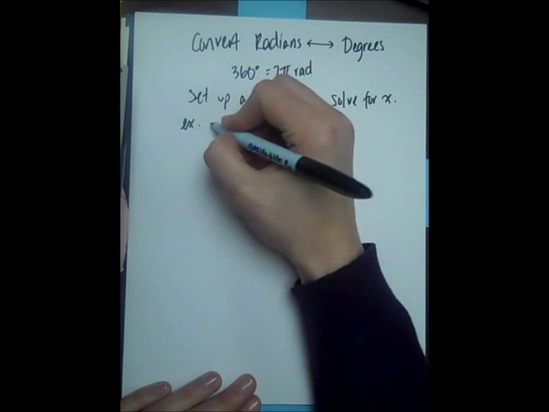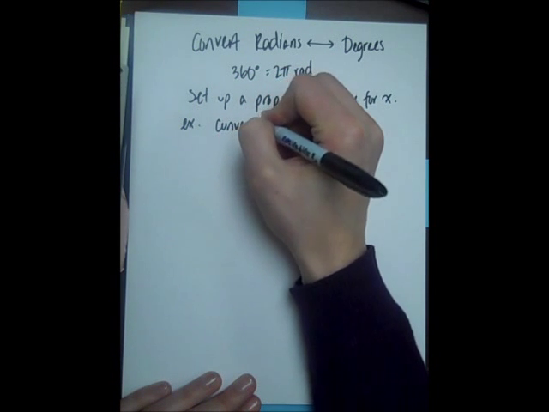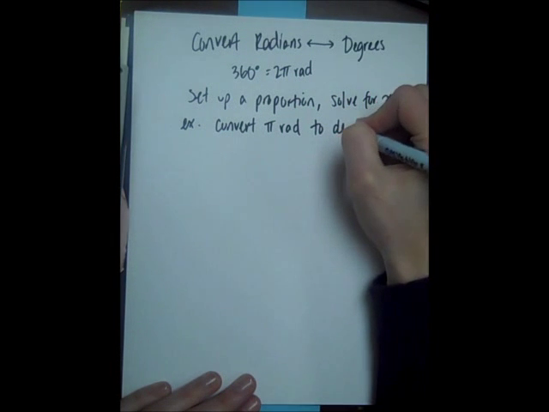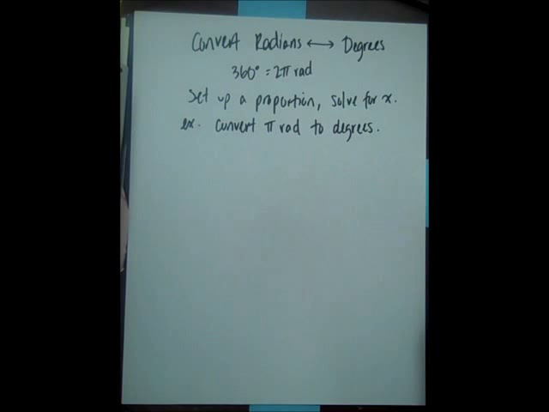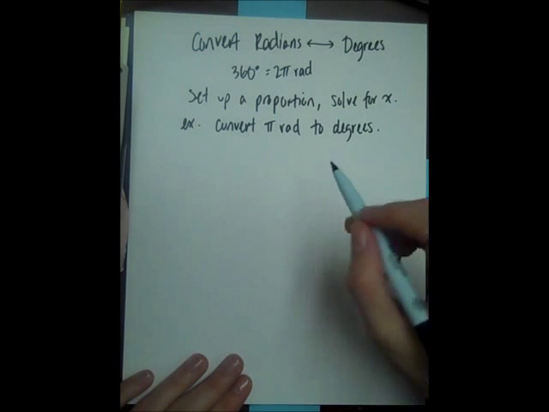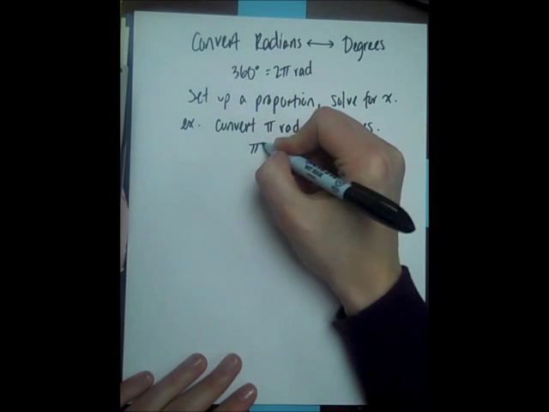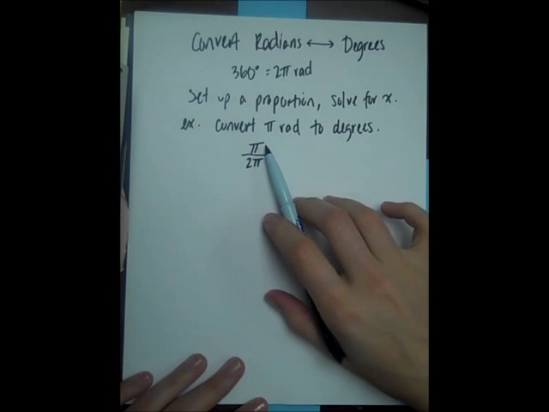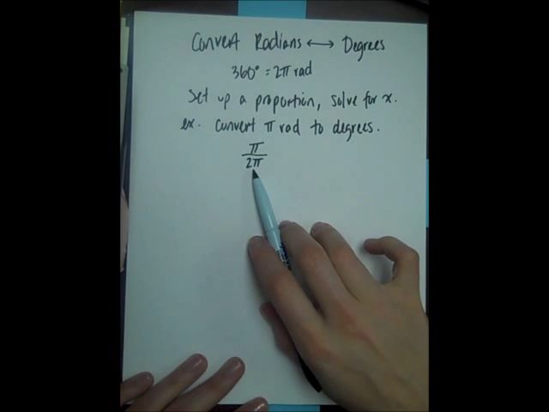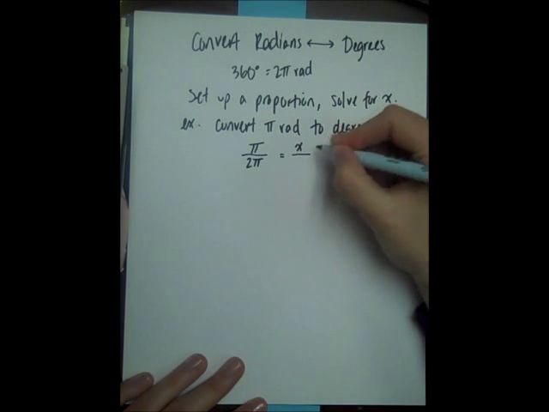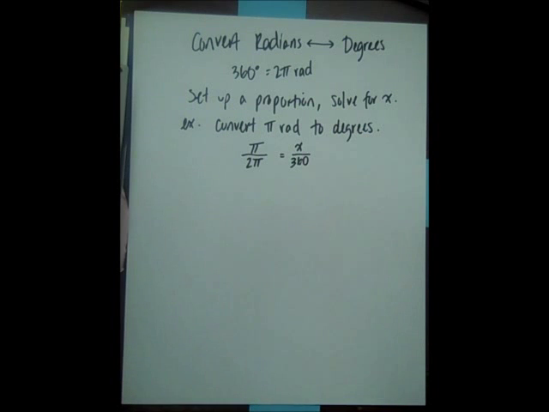For example, let's convert pi radians to degrees. So in this problem, I'm giving you the radians. I want to know how many degrees, so I'm going to have x degrees. So the proportion I'll set up is pi over 2 pi. So the number of radians that I was given over the total number of radians in a circle is how many degrees, so that's my x, over the total number of degrees, that would be 360.